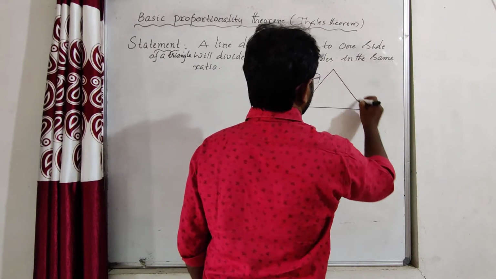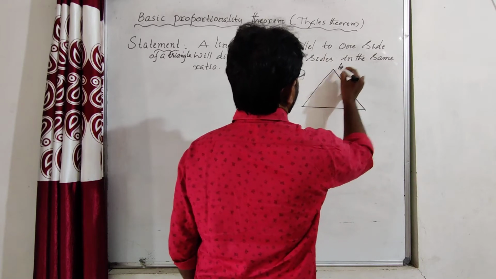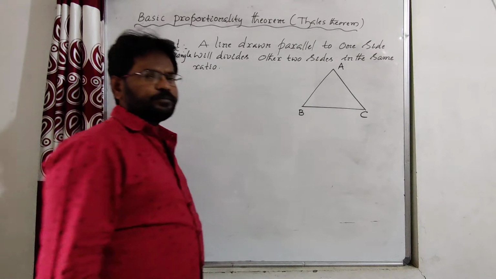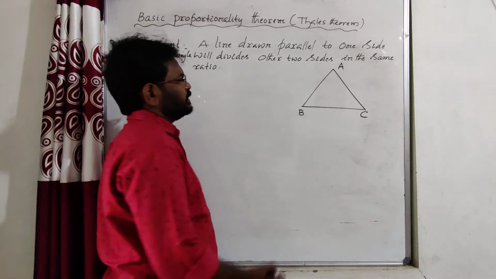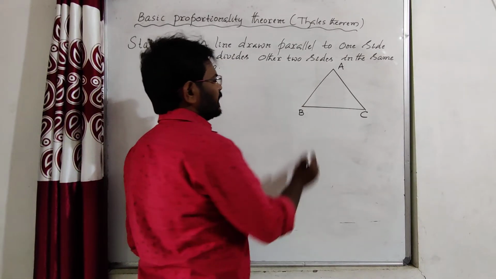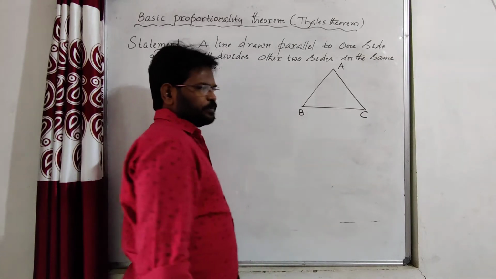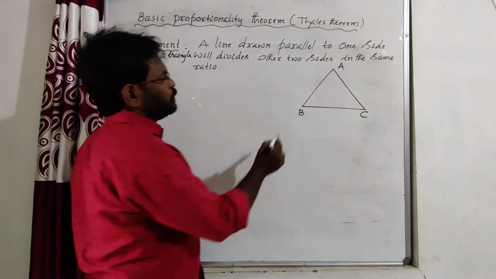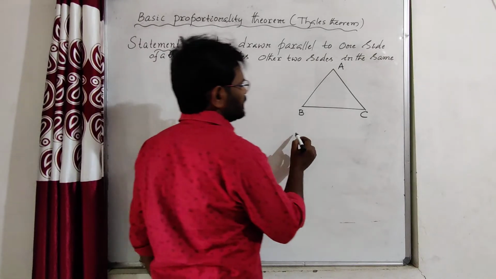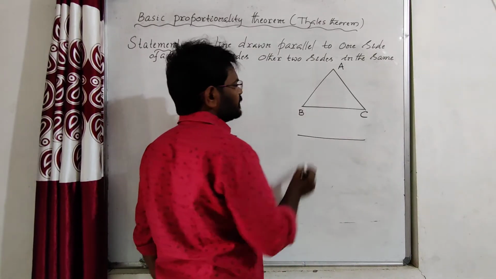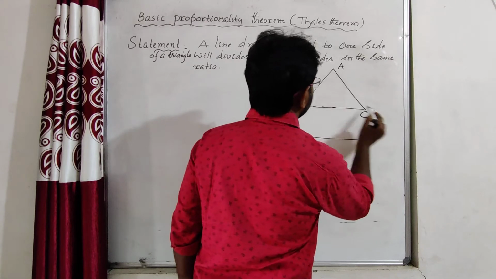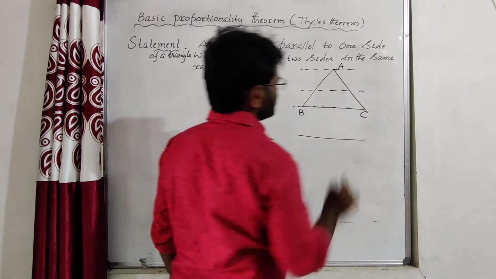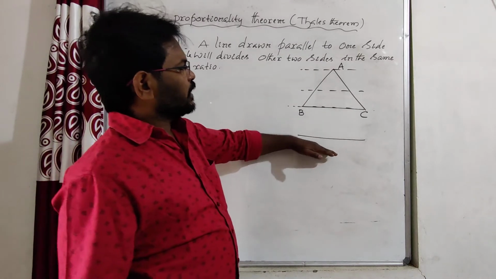First of all, we should take a triangle ABC. This is a triangle. Let us consider BC as one side. We have to draw a line which is parallel to BC. How many chances are there? This is one chance. This is also one chance. This is one chance. And this is one chance. So these all are parallel to BC.